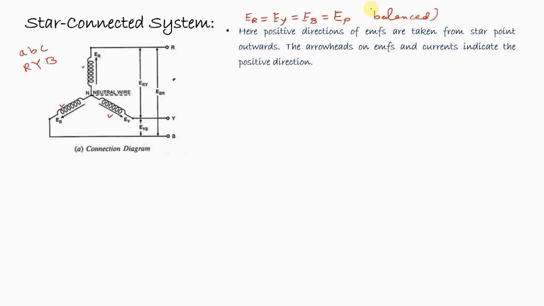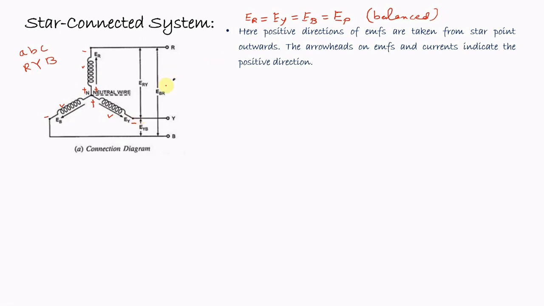If the system is balanced, then the three phase voltages will be the same. Here the direction of the EMF is taken as from the start point outward. That means we have considered this as the positive terminal at any instant, and this is the negative terminal. There it is a negative terminal at a particular instant.